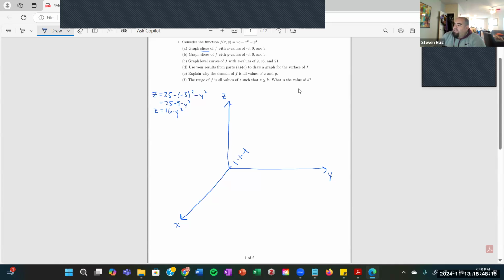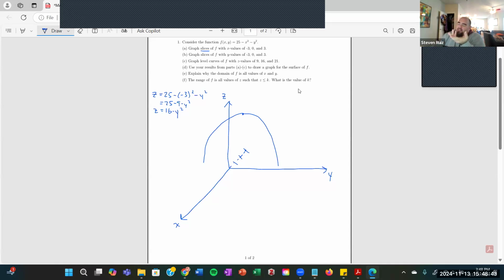So when x equals -3 and y equals 0, I'm going to have a z value of 16. And as y deviates from 0, you're going to have this fall off. Basically, this is going to be like the vertex of the parabola. And as I go left or right, this parabola is going to fall off like this.